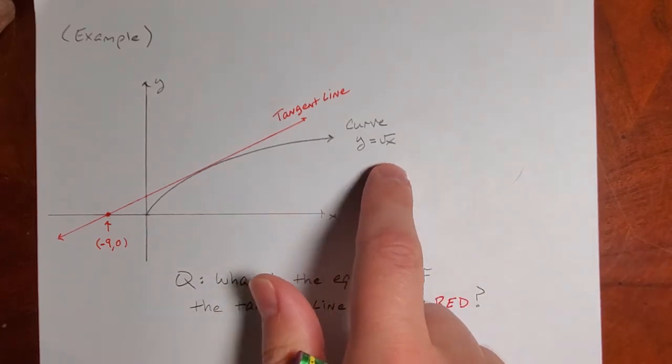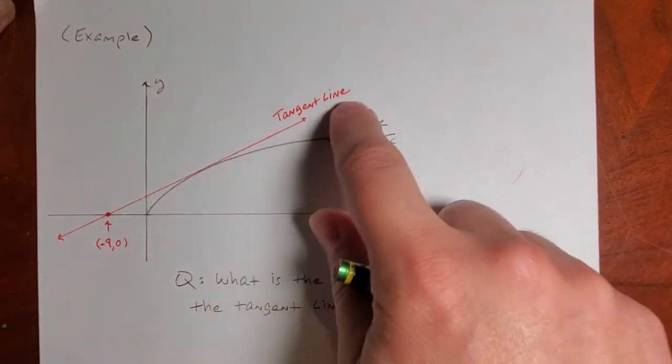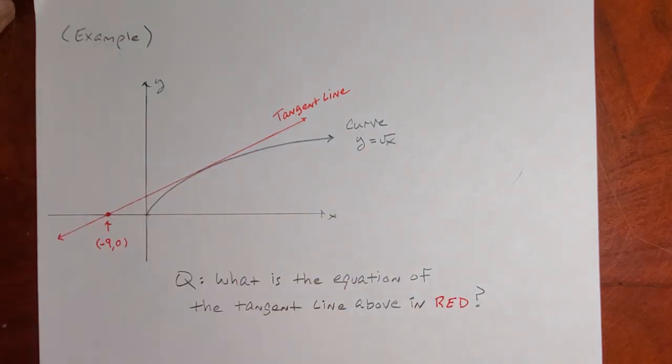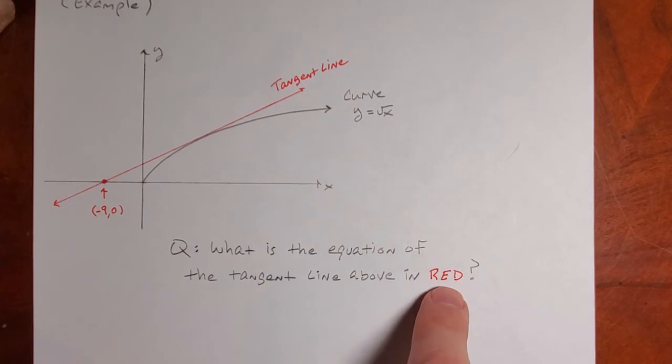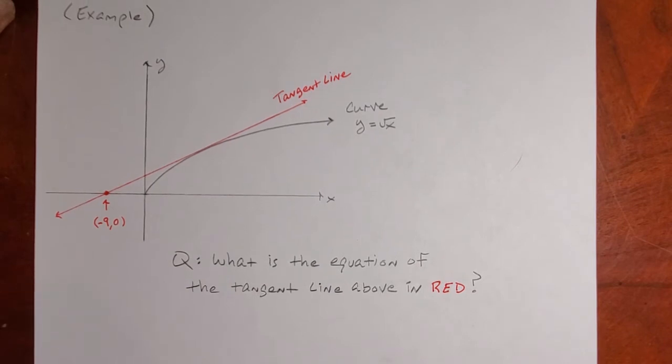You know the equation of the curve, and you know some point that the tangent line intersects off in the distance. But you don't know the equation of the tangent line. What is the equation of the tangent line in red? Okay, so let's talk about how we can do that.